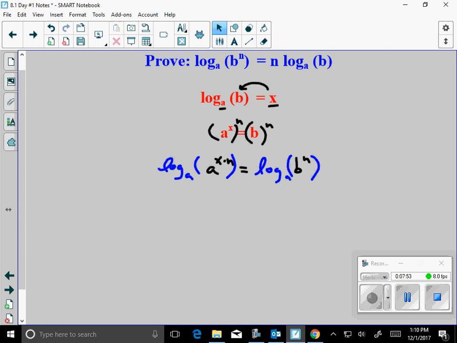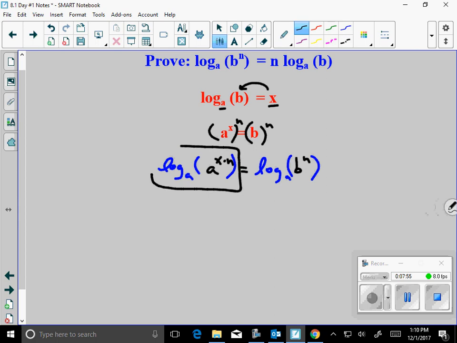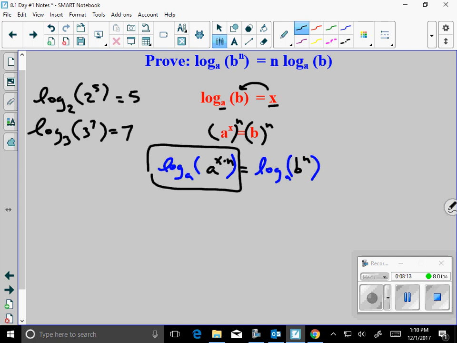Well, let's take this piece here. I want to examine that. What would log base 2 of 2 to the 5th be? 2 to what power gives me 2 to the 5th? 5. What would log base 3 of 3 to the 7th be? 7. So what would log base a of a to the xn be? Xn. I'm going to put it as n times x.